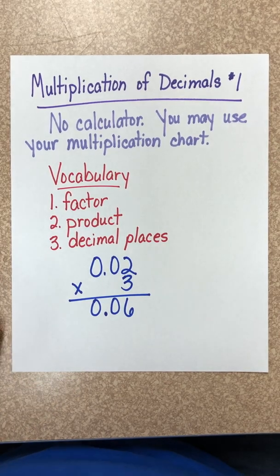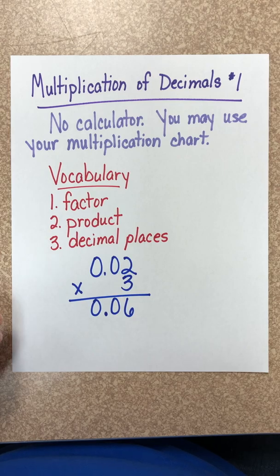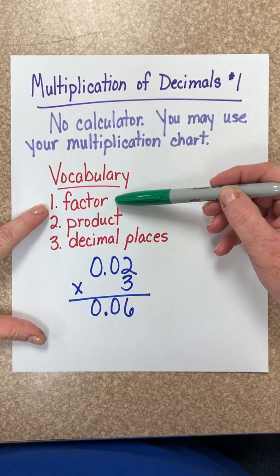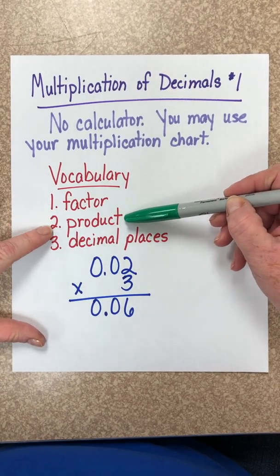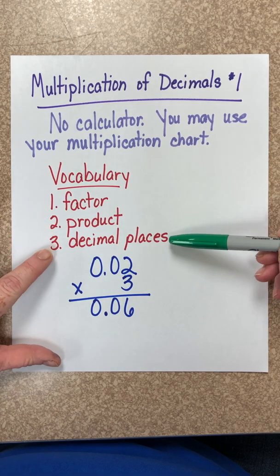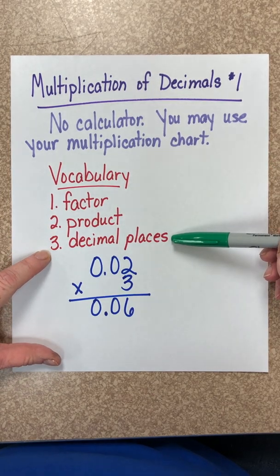Multiplication of decimals number 1. Please don't use a calculator, but you may use your multiplication chart. Let's look at our vocabulary for multiplication. We have factor, product, and we need to also look at today decimal places.